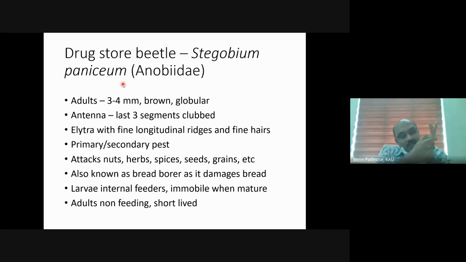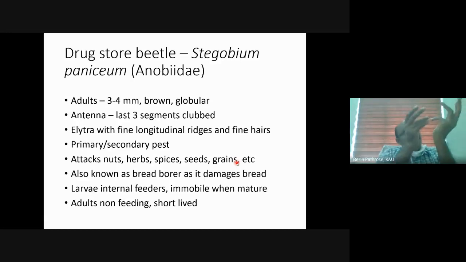It is a primary as well as secondary pest. It is an internal feeder. Only the grubs damage. Adults are non-feeding, and it attacks nuts, herbs, spices. You can remember: nuts, herbs, spices, seeds, grains, etc. It damages a wide number of commodities, and it is also known to damage bread, and hence it is also called bread borer. But I haven't seen it damaging bread anywhere. But literature says it has the ability to damage bread, so it is also called bread borer.